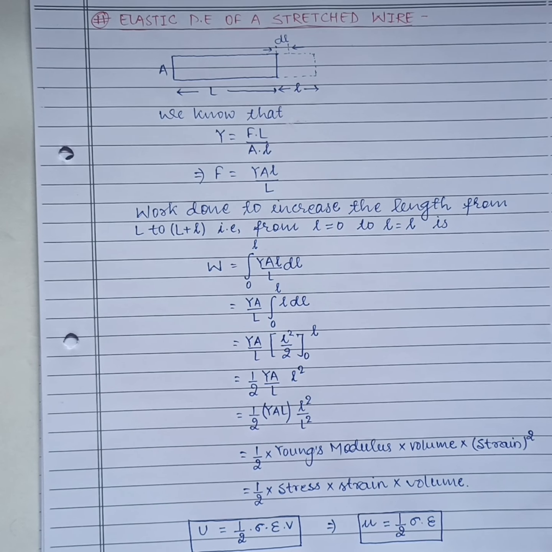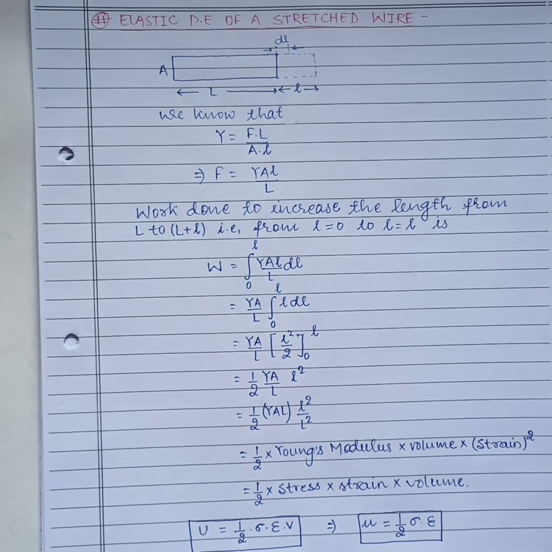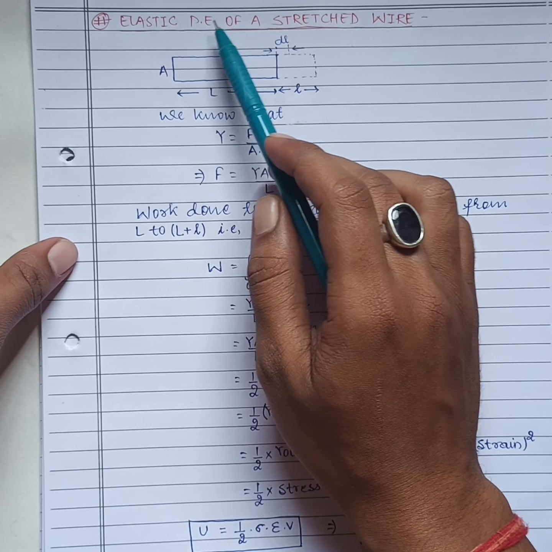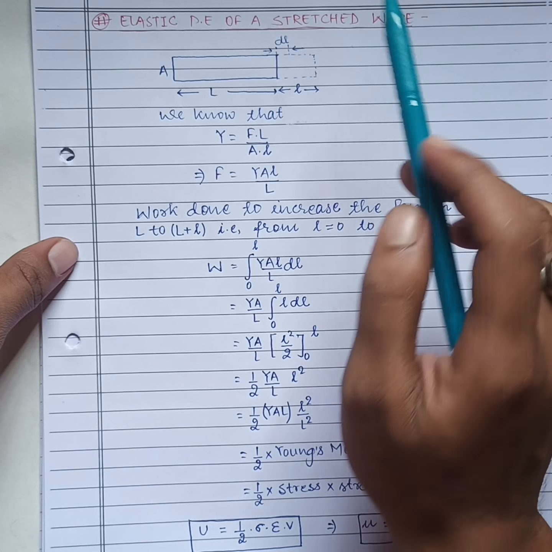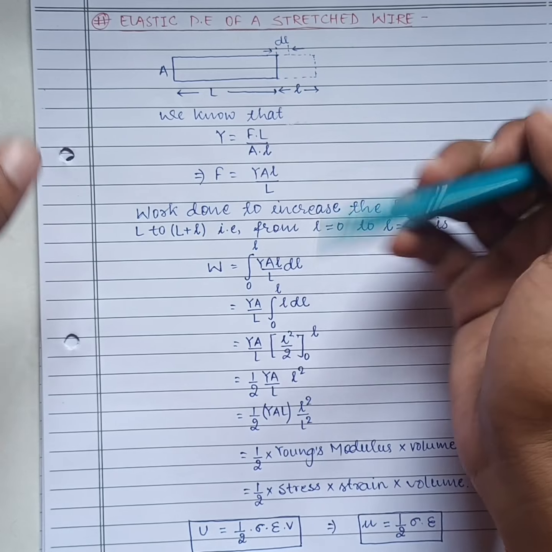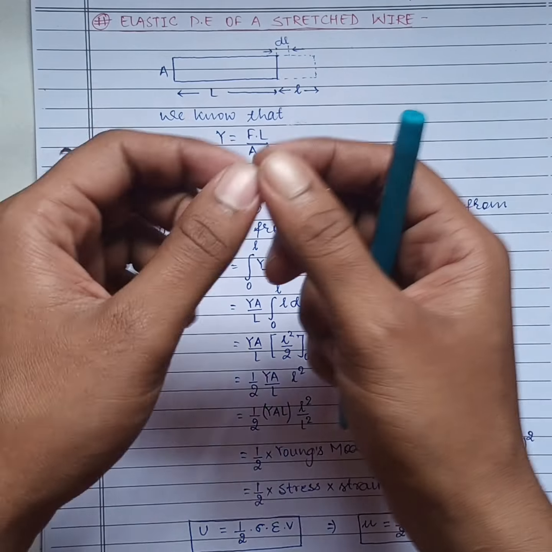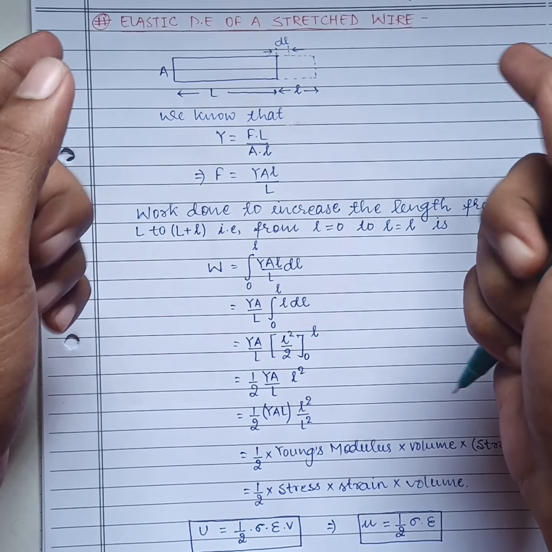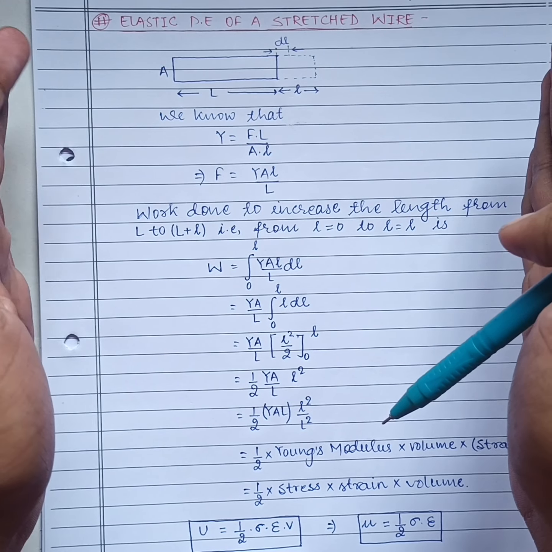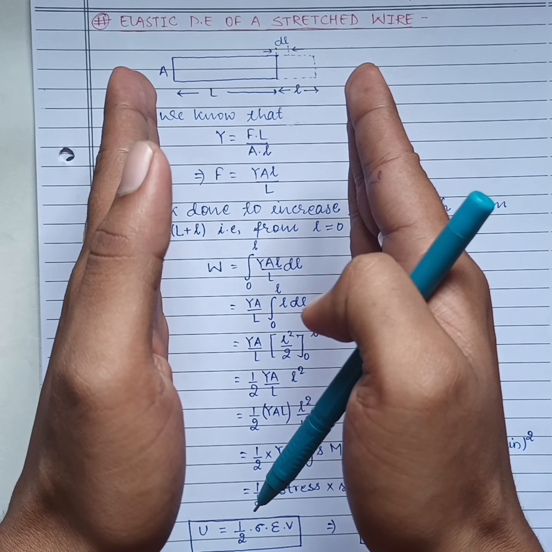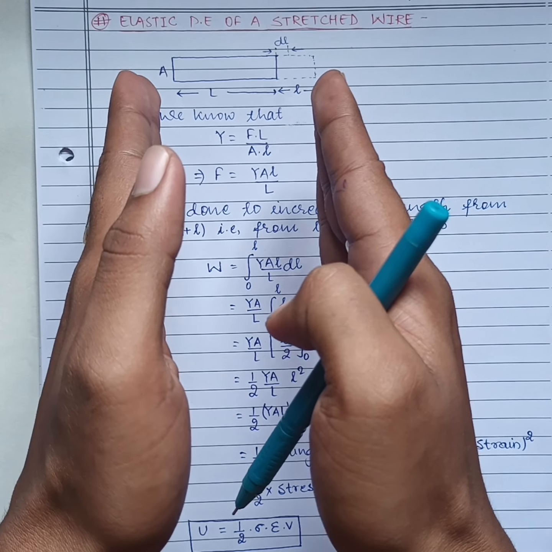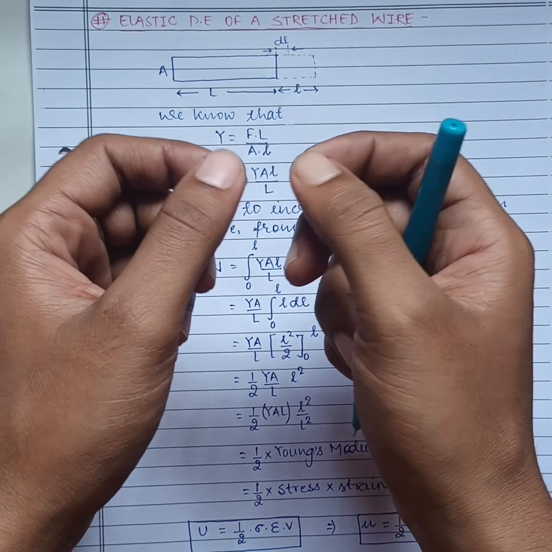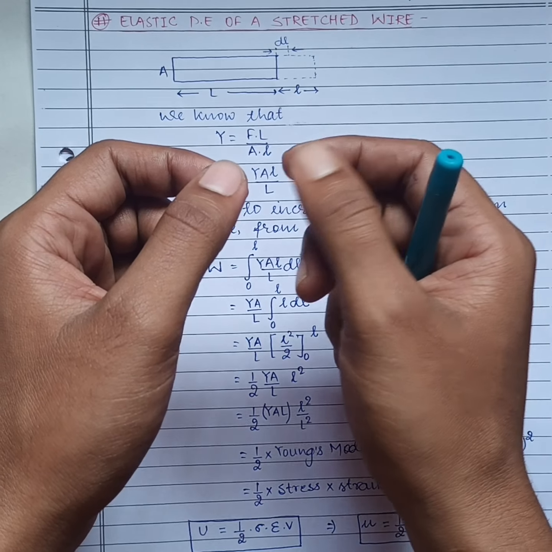So after Poisson's ratio, in this video we will be discussing elastic potential energy of a stretched wire. Why elastic? Elastic nature means when we apply any deforming force and then leave it, the shape of the material returns to its initial position, that is the elastic behavior.